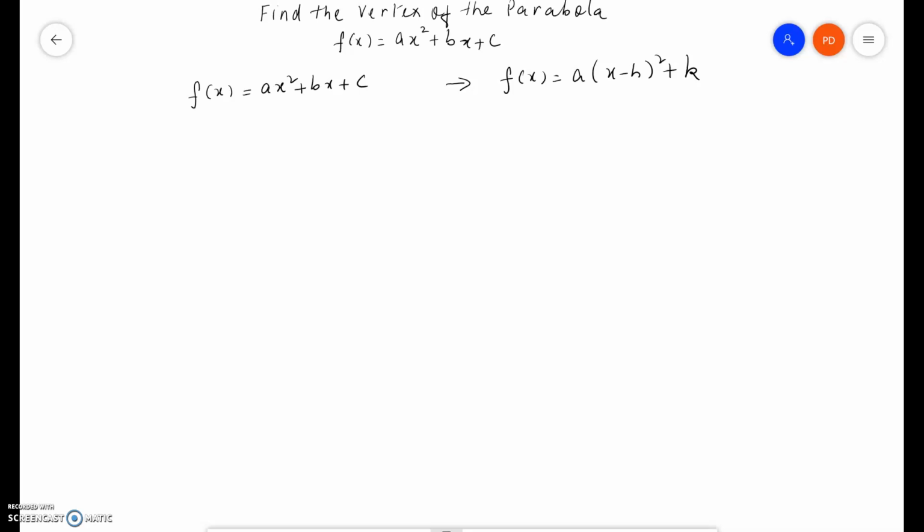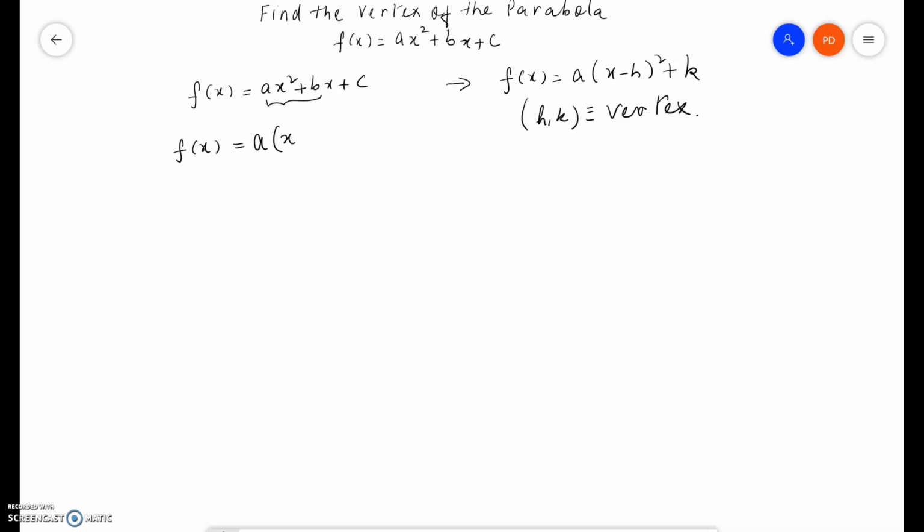is a times x minus h the whole squared plus k, where hk is the point which is called the vertex. So we're going to complete squares. So start with f of x equals ax squared plus bx plus c. In the first two terms, let's factor out an a.